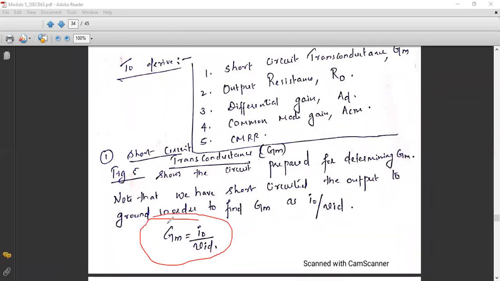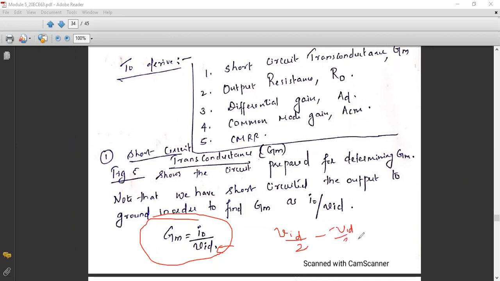Write the equation. It is defined as the ratio between the output current and the differential input. What is the differential input, students? It is the difference between positive VID by 2 and negative VID by 2.